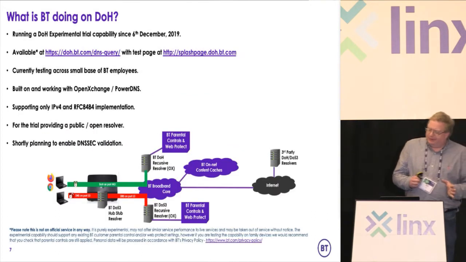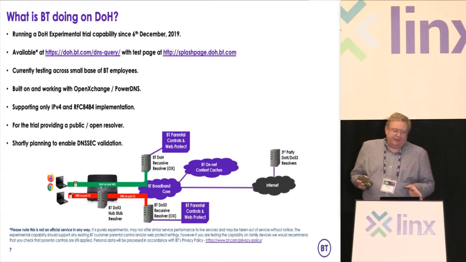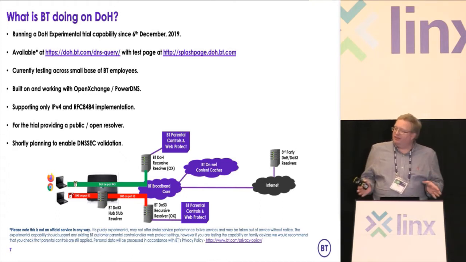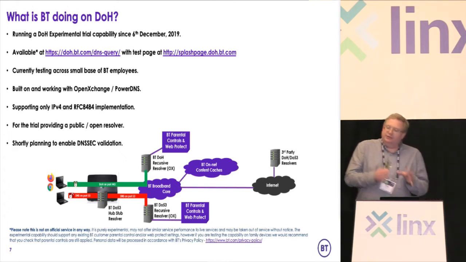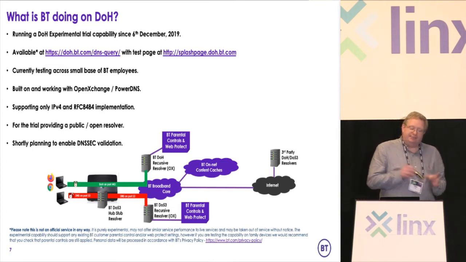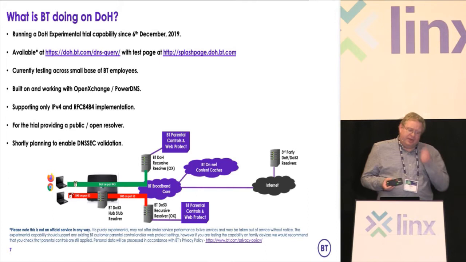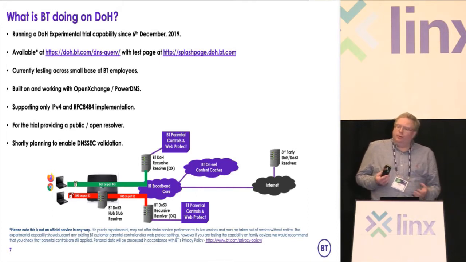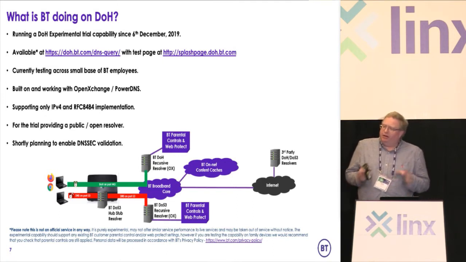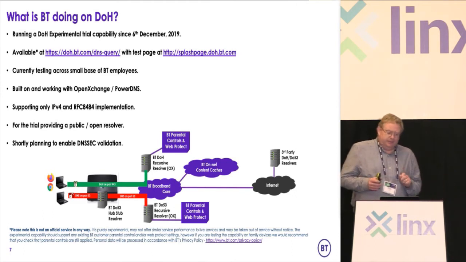So, what is BT doing on DoH? Since early December, we've been running an experimental DNS over HTTPS trial. Currently, we're testing it just across a limited base of BT employees and the IETF and industry community. It's built on and working with Open Exchange powered DNS capabilities. Presently, it's only supporting IPv4 to maintain parity with our broadband offering. And it's only implementing RFC 8484, so it's not supporting the JSON API.